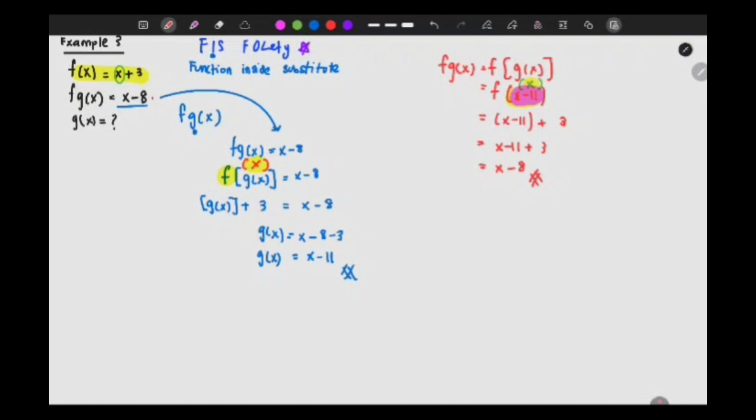So function inside substitute is quite easy, right? So hope you get this. Let's move on to the next question. 1, 2, 3. Oh, by the way, if you feel that it's too fast, do let me know in the comment box, yeah?